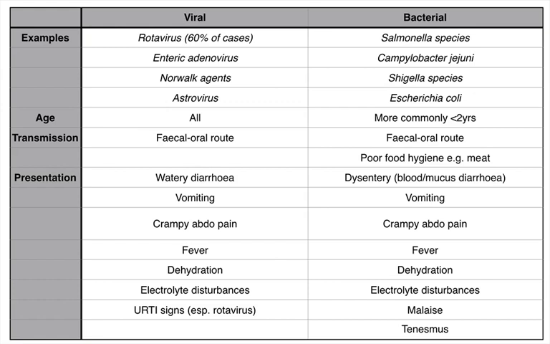They present slightly differently. The common features are that they both cause diarrhoea and vomiting, crampy abdominal pain, fever and dehydration, and disturbances in electrolytes. But the differences are that bacteria causes dysentery, so blood or mucus in the diarrhoea, malaise and tenesmus, and viral causes upper respiratory tract infection signs, which is particularly prevalent in the rotavirus infection, and the diarrhoea tends to be more watery without the blood or mucus.